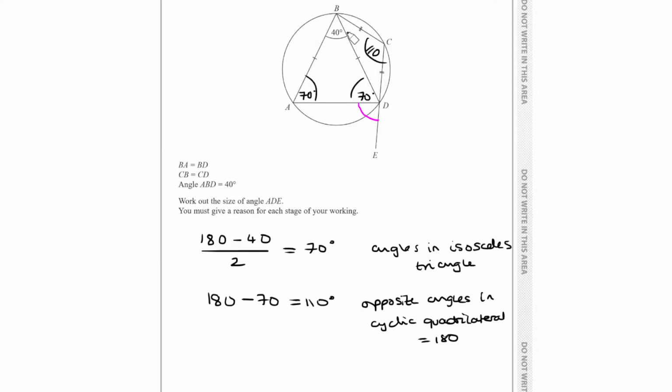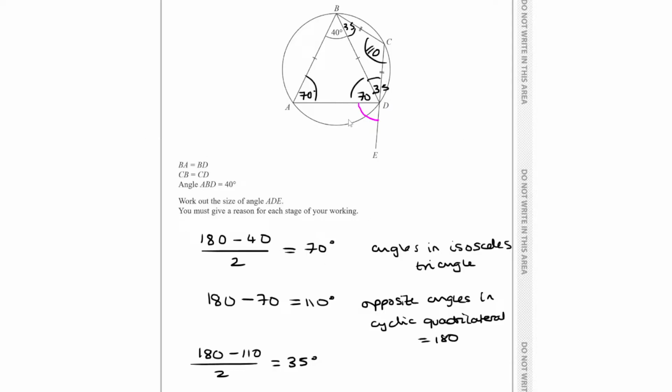And then from here, you've got another isosceles triangle, so you can work out these other two angles. So 180 minus 110, over 2, which is 35 degrees. You could write the same reason again, but I don't really see much point.